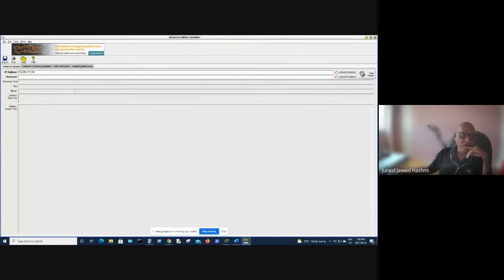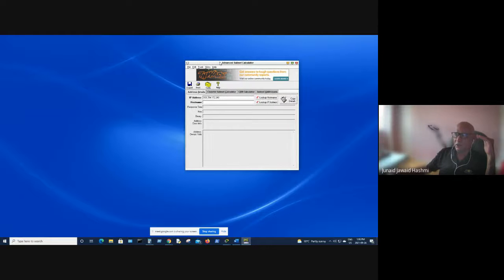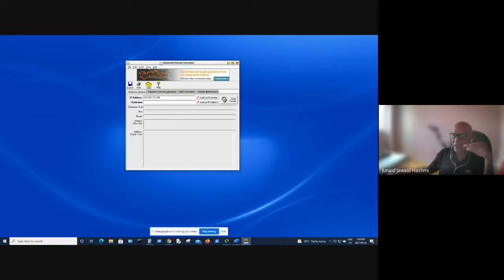Okay, so this is the SolarWinds subnet calculator. It's a free calculator. It's not online; you have to install it on your computer. And this is actually much better, because it gives you the list of all the IP addresses, all the host IDs and the network IDs.